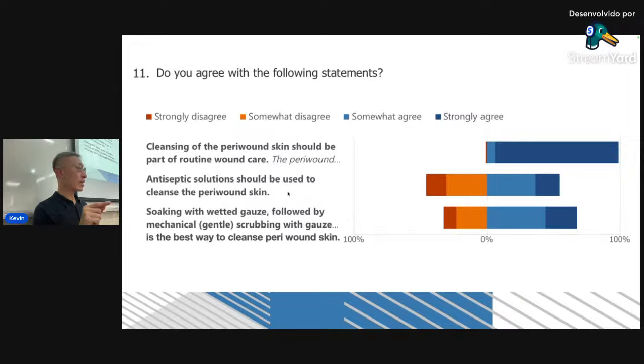Because when we look at some of the imaging devices, when we did the analyses, we found that a lot of the pathogens, the proliferation of bacteria, are primarily in the peri-wound skin, not necessarily on the wound surface. We also want to note there are some interesting comments about soaking with the gauze and mechanical scrubbing as the best way to clean the wound. Perhaps it is not the best way. There are other more sophisticated, better, and less messy ways to clean the wound.